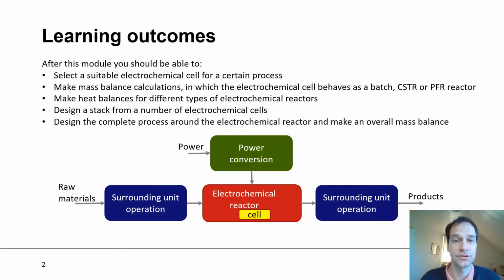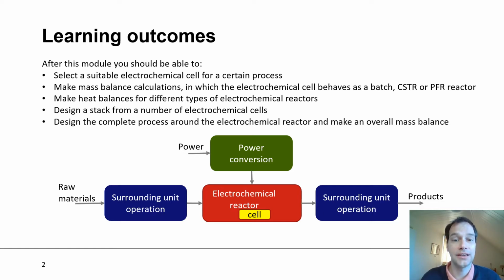The learning goals of this module are the following. You should be able to select a suitable electrochemical cell for a certain process. You should be able to make mass balance calculations over the electrolyzer, make heat balance calculations over the electrolyzer, design a stack from a number of electrochemical cells, design the complete process around the electrochemical reactor, and make an overall mass balance for the complete plant.